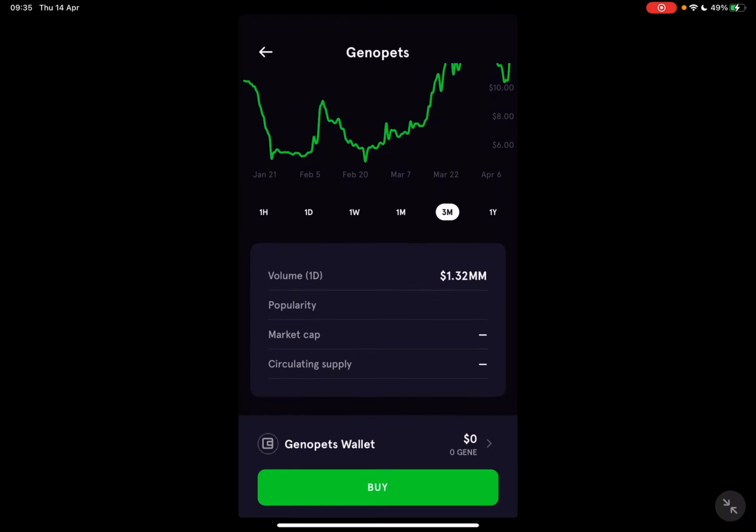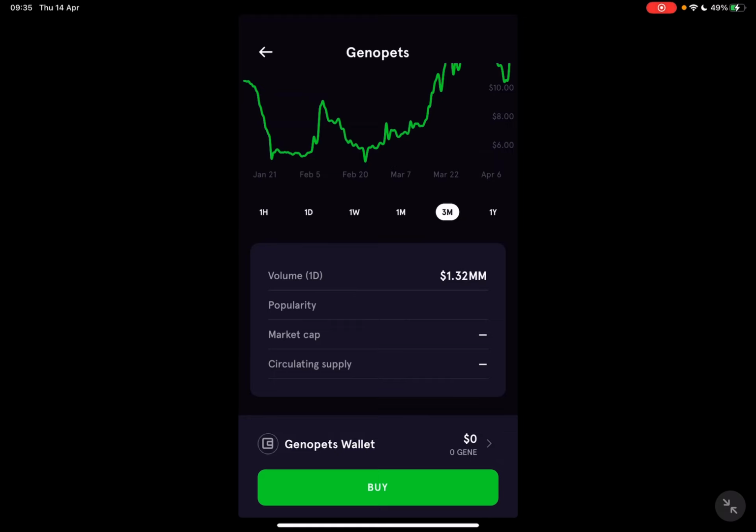And below that you can see some more information, for example the volume traded in the last 24 hours, and it should show also the popularity, market capital, and circulating supply for the crypto, but it's not showing it right now. I don't know why.